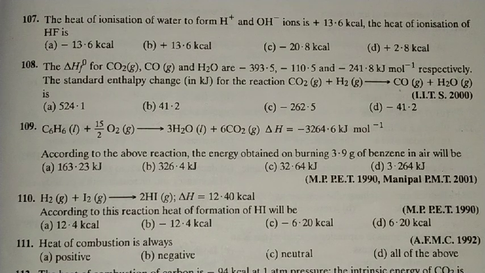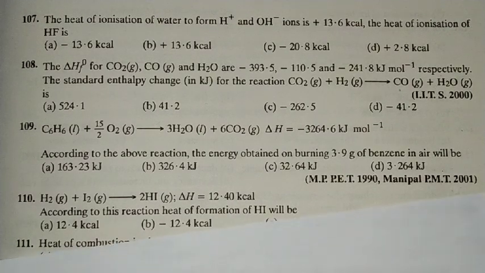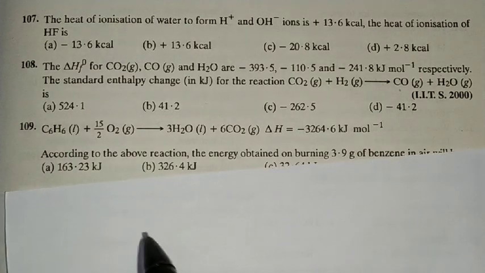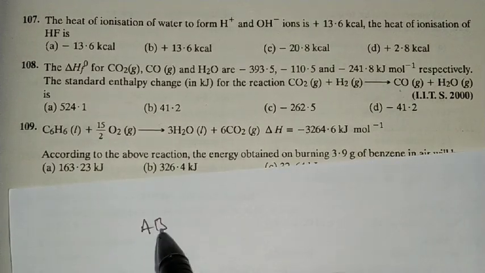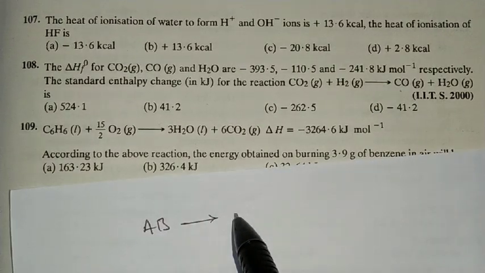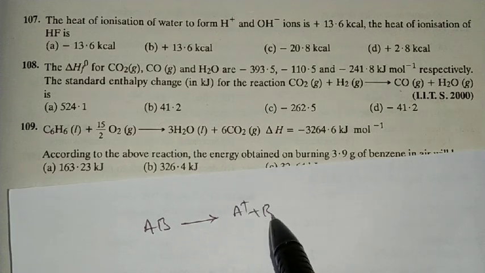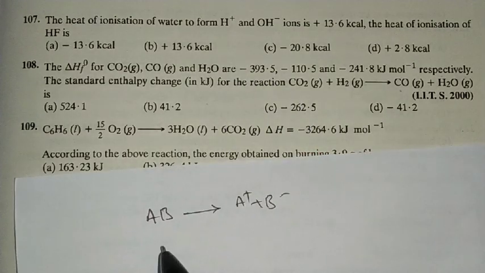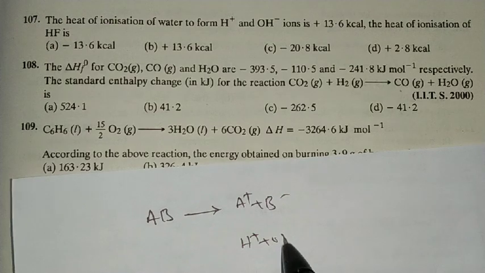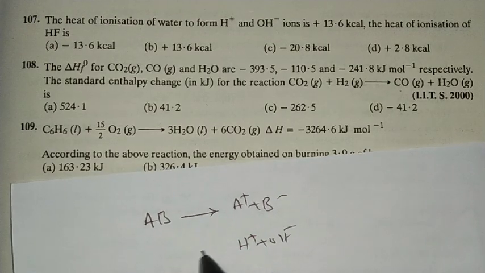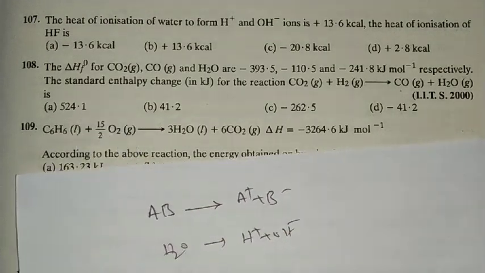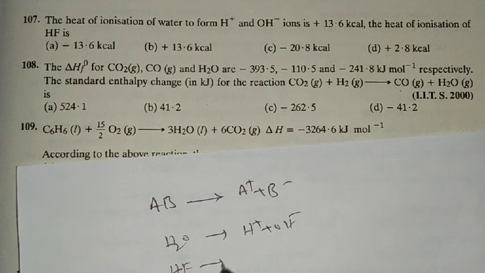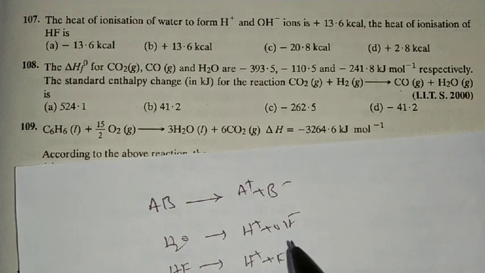So this is a heat of ionization based question. Heat of ionization is the amount of heat absorbed when 1 mole of an electrolyte completely dissociates into ions. That means, suppose AB is one substance or electrolyte converts to A plus and B minus. Here H plus and OH minus combine to form the molecule H2O, and one more molecule is given, HF. So HF converts to H plus and F minus.